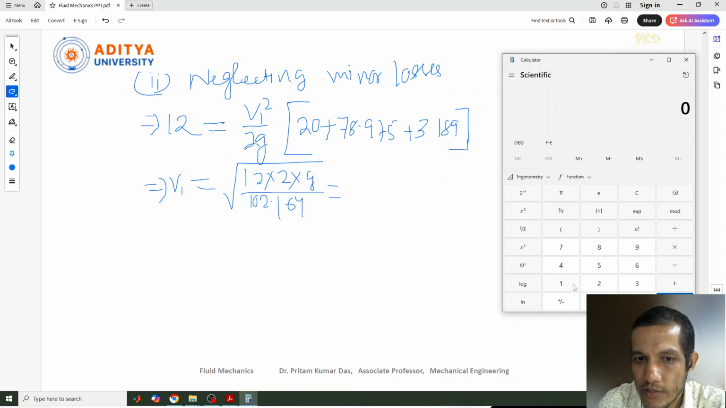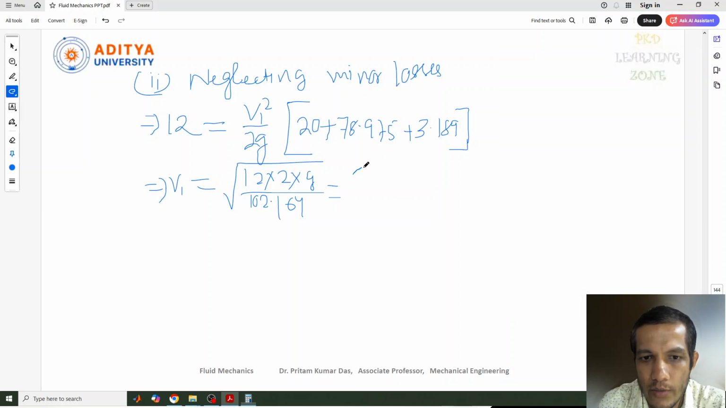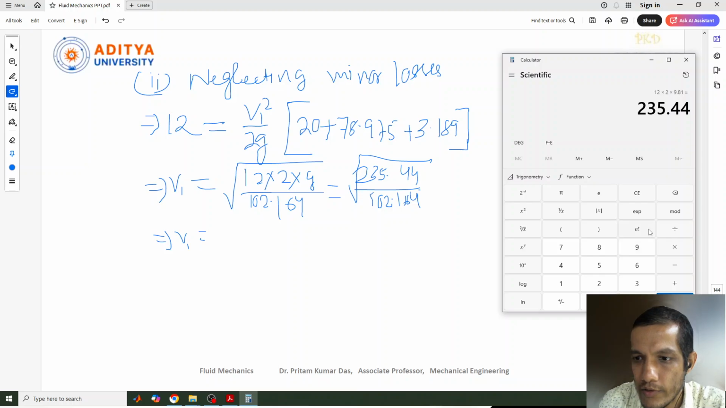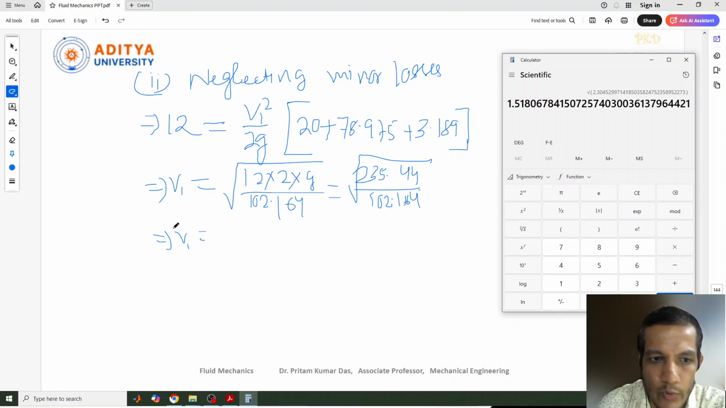So this is 12 into 2 into 9.81. How much is that? 235.44. Previously also we calculated the same value. So 235.44 root over of this, divided by 102.164. Now finally let me write v1 equal to this value divided by 102.164, root over of this, 1.518.